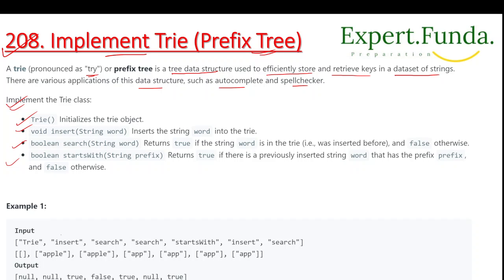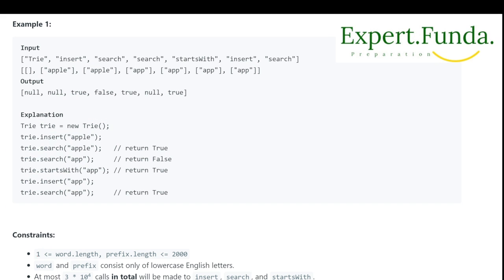Other things: we have been given an example in which we have some input and some output. If we talk about the input, we have Trie, then insert, then search, then again search, then startsWith, insert, and search. So what does it mean? First of all we are going to insert apple, then we are searching apple and app, and then startsWith app, then insert app and then search app.